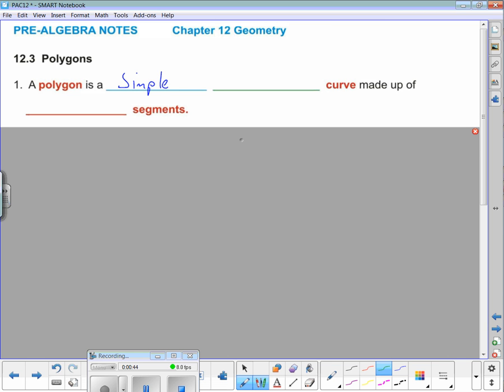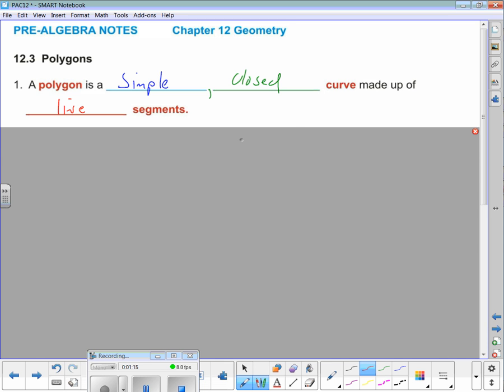And not only is it going to be simple, it's going to be closed. A polygon is a simple closed curve made up of line segments. Now, I see 3 blanks I could ask you easily on that question, maybe even 4. I could use the word curve, or I could put the blank at polygon. A lot of different short answer questions I could ask you out of that. But you've got to know the definition of a polygon.